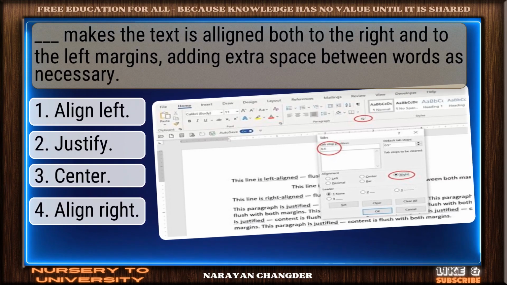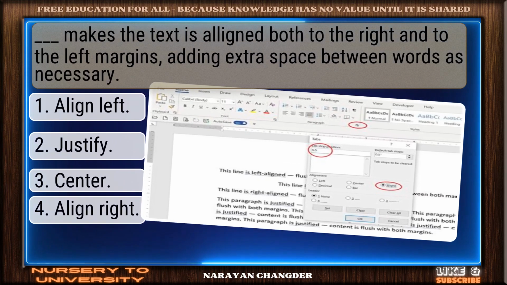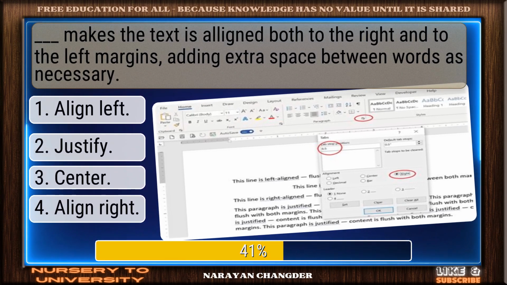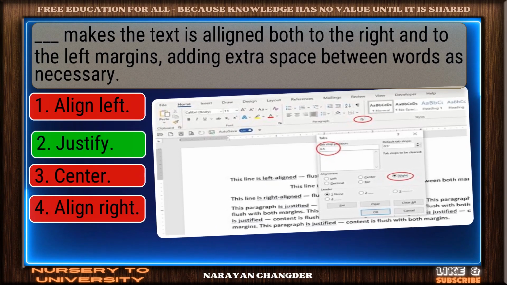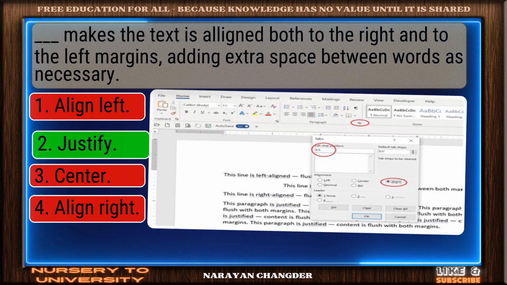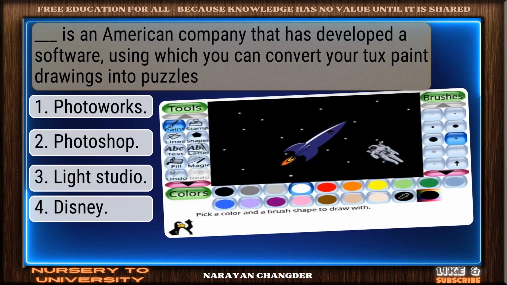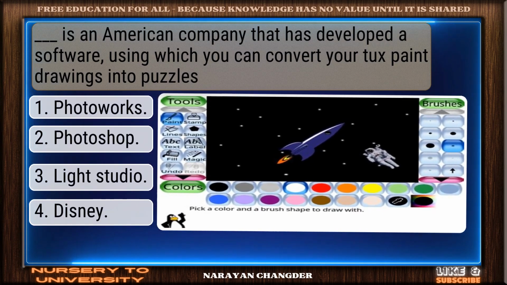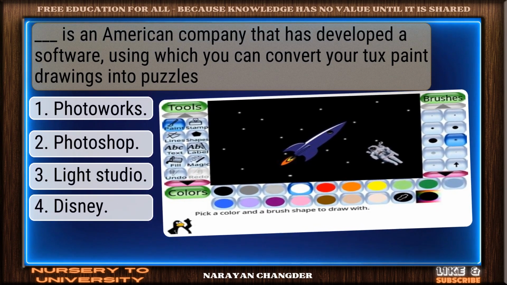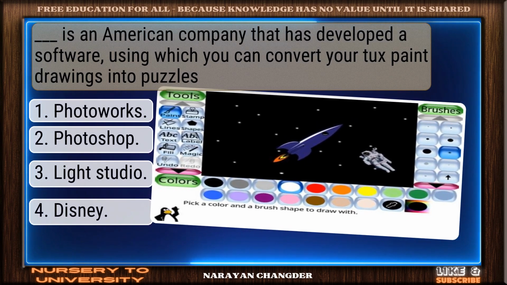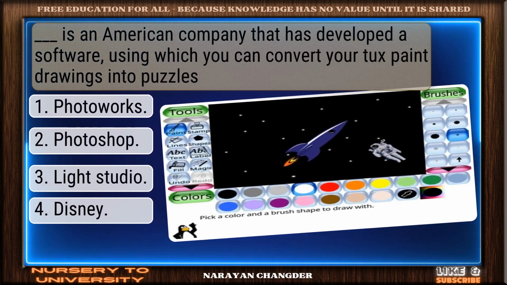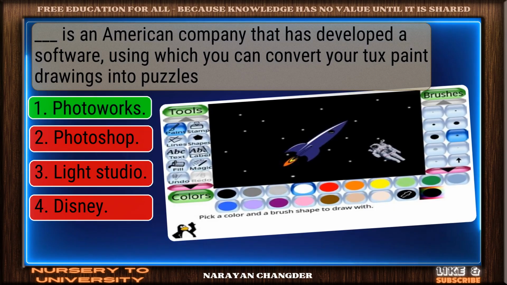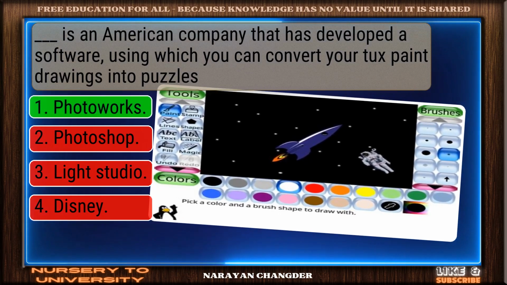Dash makes the text aligned both to the right and to the left margins, adding extra space between words as necessary. Nice selection. Justify is correct. Dash is an American company that has developed a software using which you can convert your Tux Paint drawings into puzzles. Clear logic. PhotoWorks is sound.